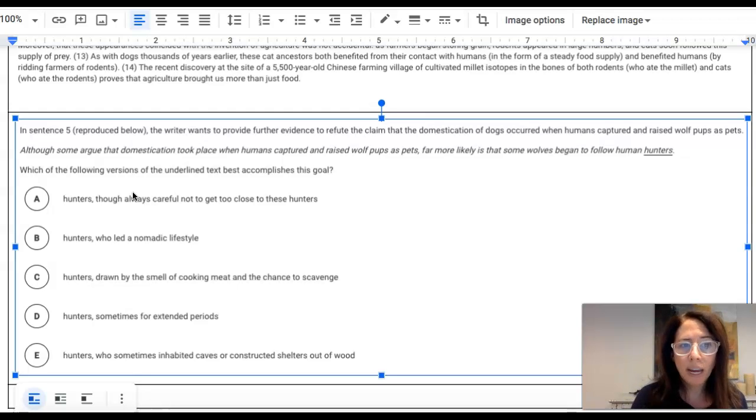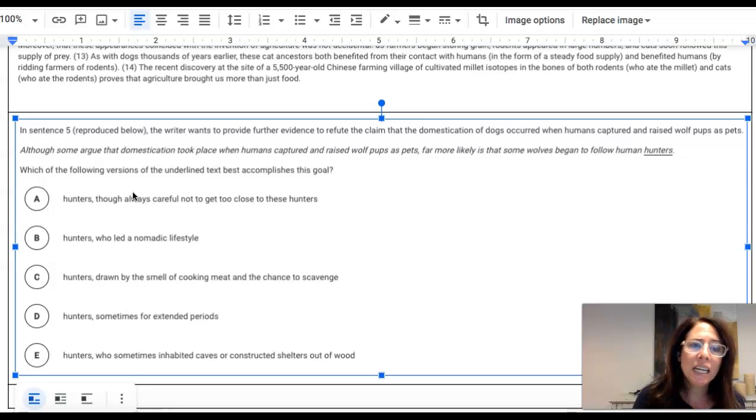So I'm going to cross out A, and then C, they were drawn by the smell of cooking meat and the chance to scavenge. Okay, that does show a connection. It does point to a different way of being domesticated. So I'm going to put that on hold. Again, I'm not sure. I'm just rationalizing it right now. That is the best one I can find.